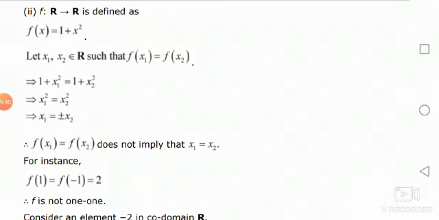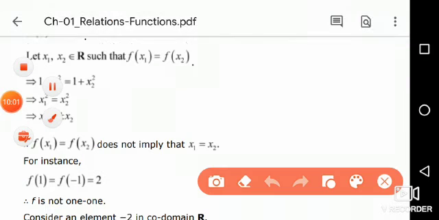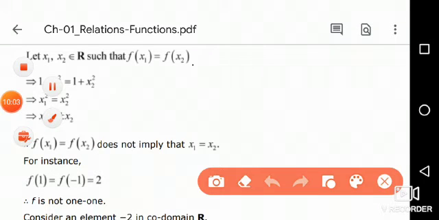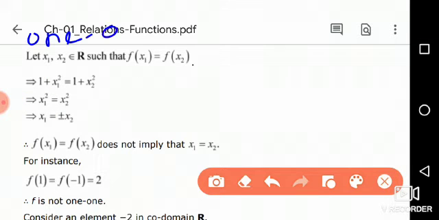Dear students, let me take the other question. F from R to R is defined as f of x is equal to 1 plus x square. Once again, we have to check whether the given function is 1-1 or onto or not. Let me begin with 1-1. We have to check whether the given function is 1-1 or not.